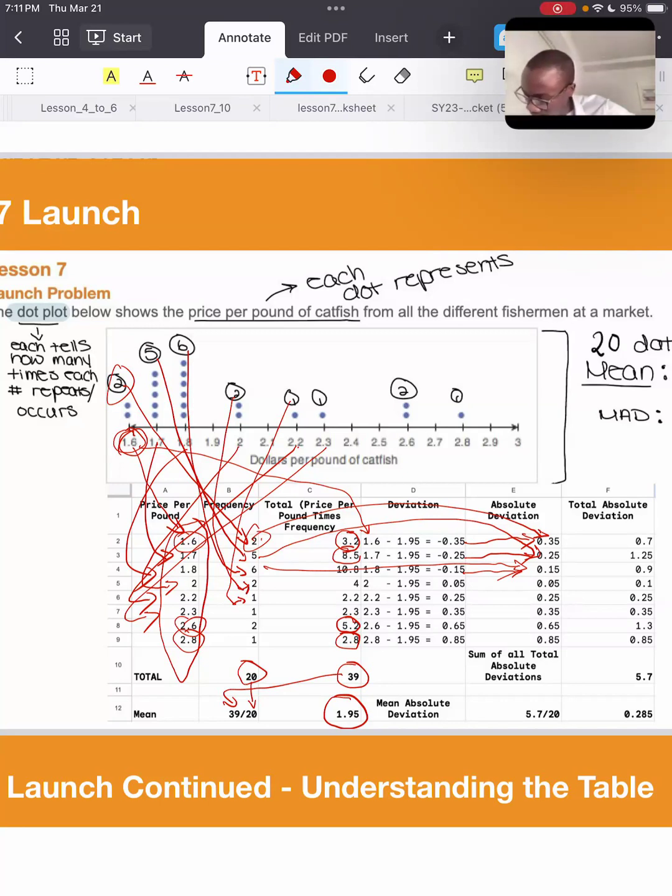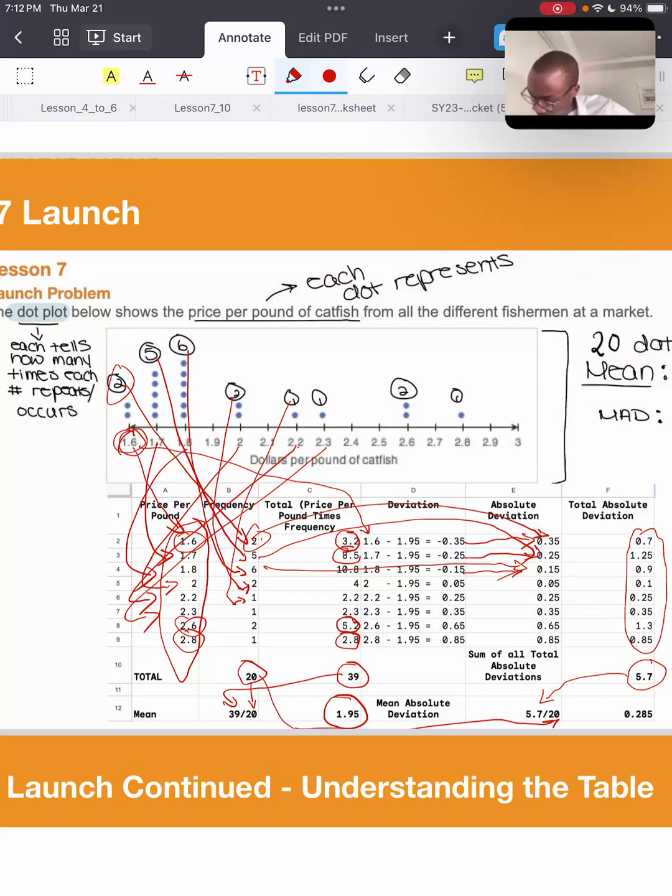After doing that, I add all the total deviations, and I get a total of 5.7. So now I have a total of all the deviations to be 5.7. To find the mean of the absolute deviations, I'm going to divide the total, which is 5.7, by the total number of data points, which is 20. So this 20 here.